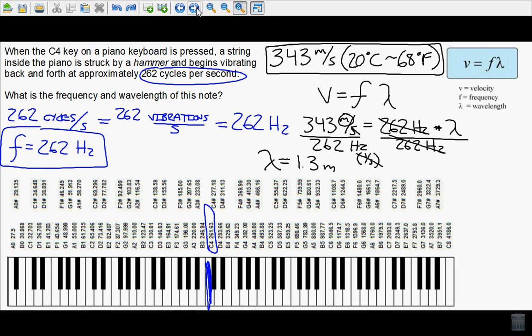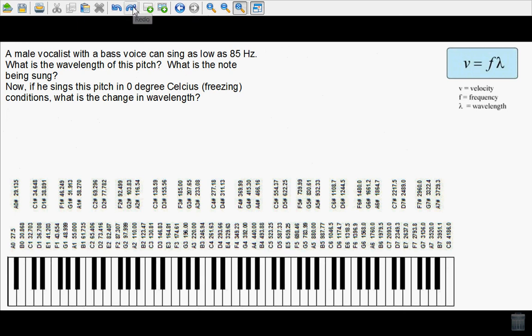Okay, so let's take a look at another problem in which we do have a temperature change and see what that does to the wavelength. A male vocalist with a bass voice can sing as low as 85 hertz. What is the wavelength of this pitch? What is the note being sung? I guess we're assuming in that problem it's 20 degrees Celsius.